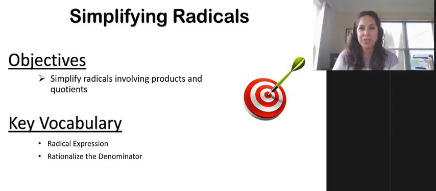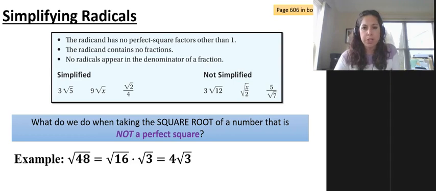Hi there, this short video today is over simplifying radicals. A radical expression is an expression that contains a radical, and when we simplify these we want to make sure it checks three boxes. The radicand has no perfect square factors other than 1, the radicand contains no fractions, and no radicals appear in the denominator of a fraction. So let's discuss some examples and non-examples.